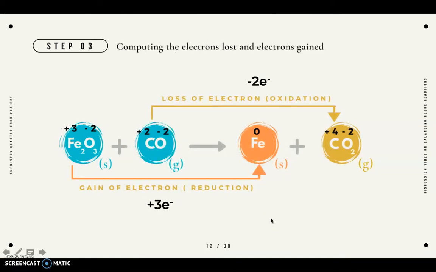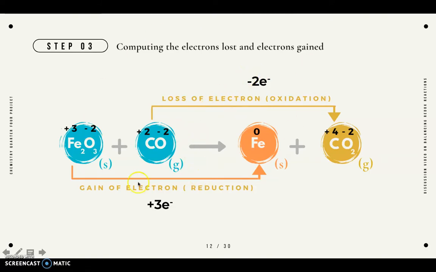From these changes in oxidation number, we will also do step 3, which is computing the electrons lost and electrons gained. Iron's oxidation number decreases by 3, so there is a gain of 3 electrons. Carbon's oxidation number increases by 2, so there is a loss of 2 electrons. As can be seen, there is an imbalance in electron flow as the number of electrons lost is not equal to the number of electrons gained.